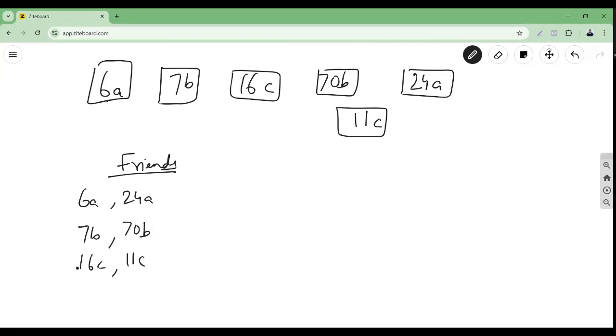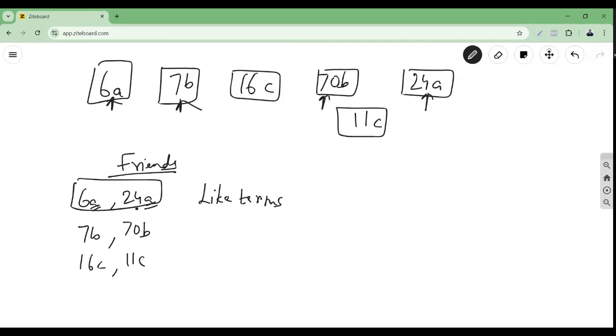Why am I saying that? Because they have the same variable. Everything about the variable is the same. You can say 6 apples and 24 apples. Let's say one basket has 6 apples, another basket has 24 apples. Now you can put them all together, right? They're all of the same category. Let's say 7 balls and 70 balls are there. They're all the same category, so you can put them all together. They are called friends because the variables are exactly the same. Such things are called like terms.